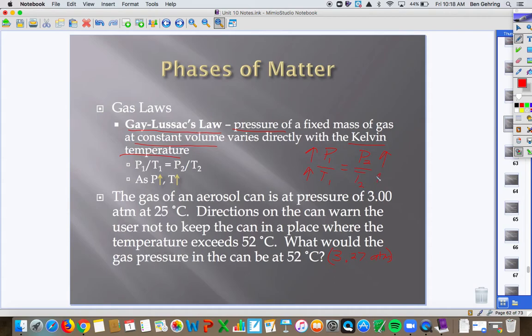Okay? So the gas in an aerosol can is at a pressure of 3.0 atmospheres at 25 degrees Celsius. Directions on the can warn the user not to keep the can in a place where the temperature exceeds 52 degrees Celsius. What would the pressure be in the can at 52 degrees Celsius? Remember, your temperature needs to be in Kelvin before you do the calculation. But I came to 3.27. Please let me know if you get something other than that. We can talk through it and figure out where we're going with everything.